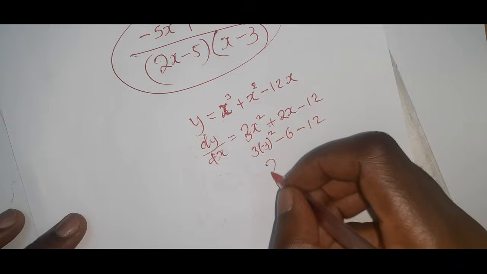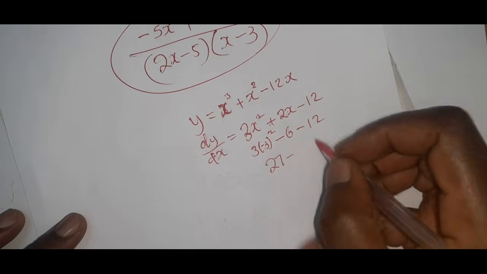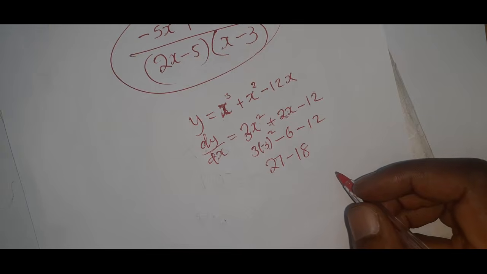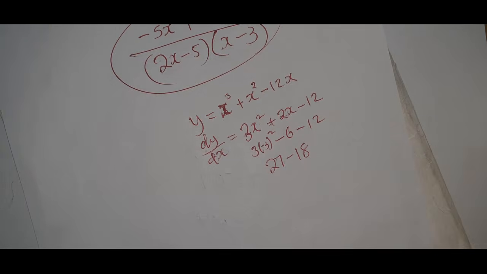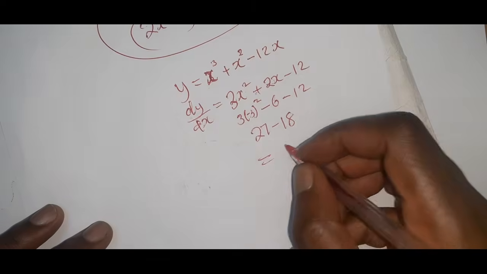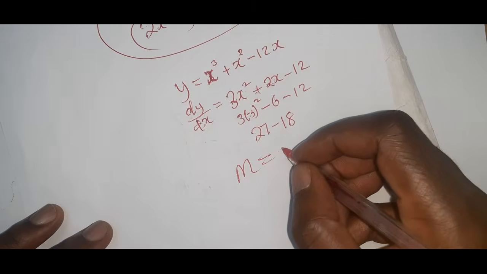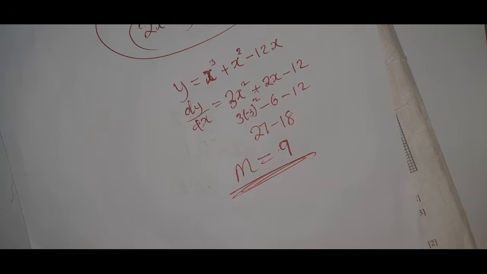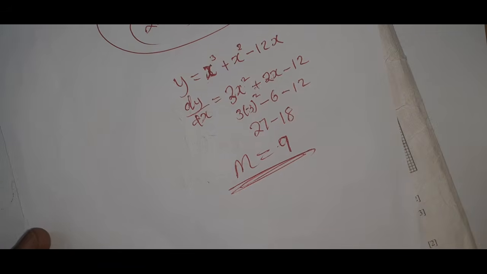Of course, because of the minus, this will be -6, then minus 12. So this is going to be what? 27 minus 6 minus 12... what do you get here? Okay, so this gradient is going to be 9. Okay, that's our gradient. Let's do the last one.